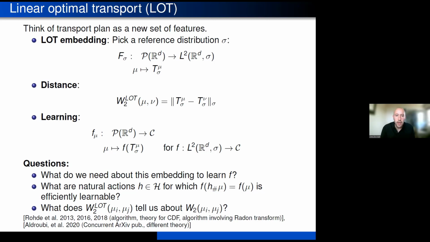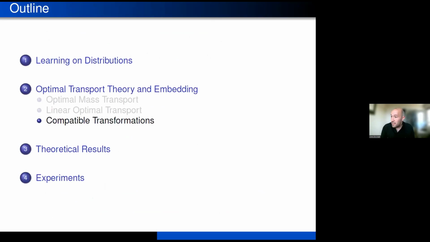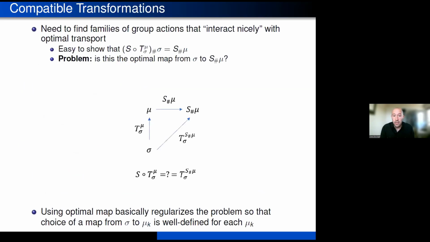Okay. So anyways, this gets into actually addressing that question. I want to think about what operations I can do to mu, or all of my mu's, that are going to be easy to work with. Okay. So what families of group actions that I could apply to my distribution interact nicely with optimal transport? That's very roughly the question.